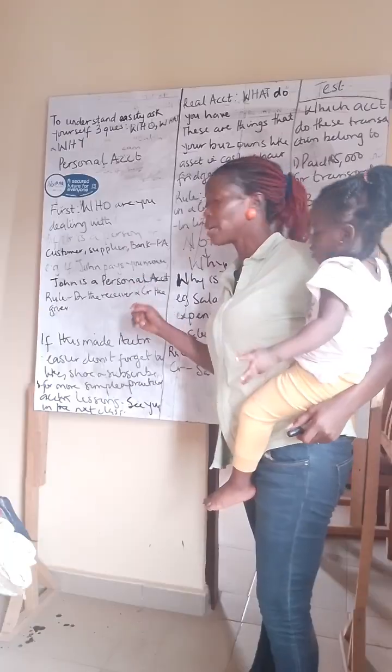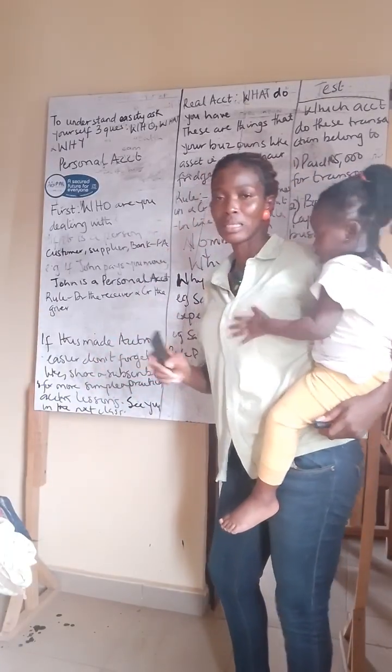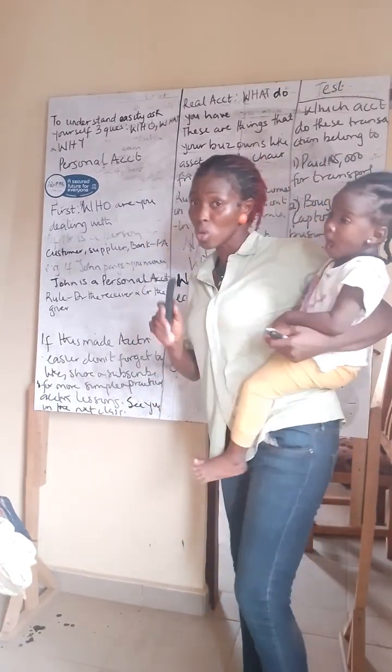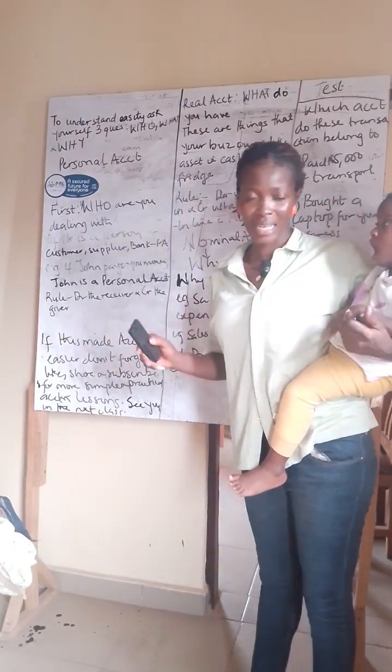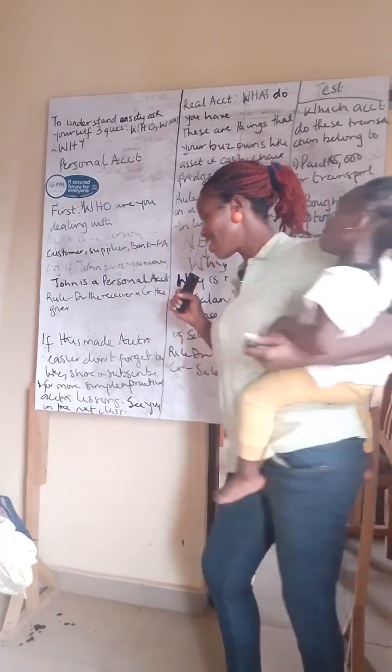Mr. John is the one paying me 2,000 naira for popcorn. So this is a personal account. This is a type of personal account. Do you understand? If you understand, say yeah, yeah, yeah, yeah. I know you understand. All right.